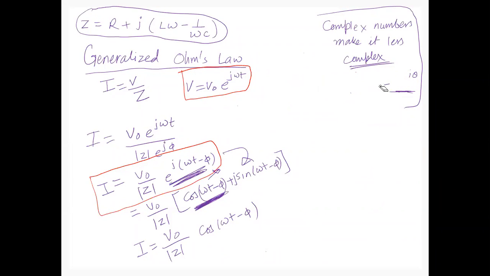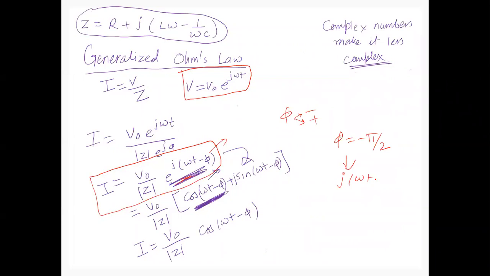Okay, thank you. This is a very good guess. The thing is, we don't know the sign of phi. Phi could be negative or positive. If phi is, let's say, negative 90, then the argument becomes j omega t plus pi over 2. So depending on the sign of phi, we'll decide whether I leads or I lags.